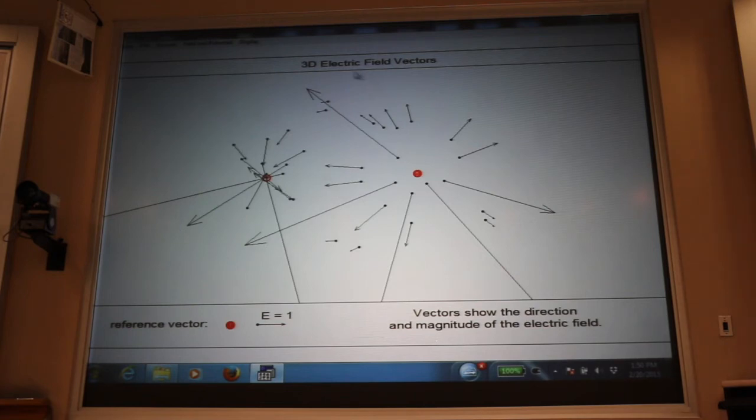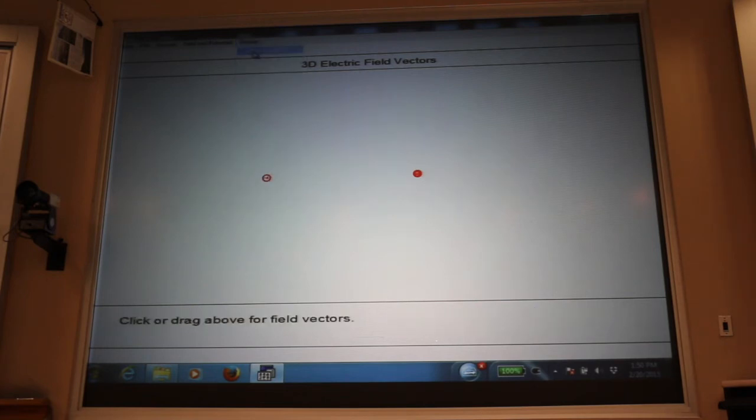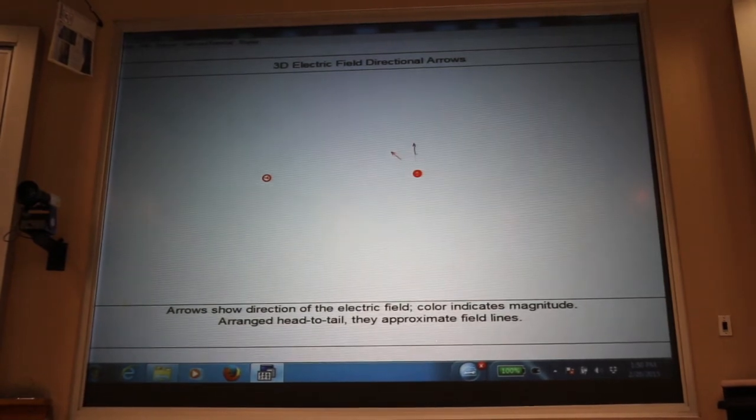That's not helpful. So instead, I'm going to use directional arrows. Now, these are arrows that point in the direction of the electric field, but they're always the same length. Okay? And he's used a color coding to indicate the strength of the field, but we're going to ignore that. And with those directional arrows, I can do something interesting.